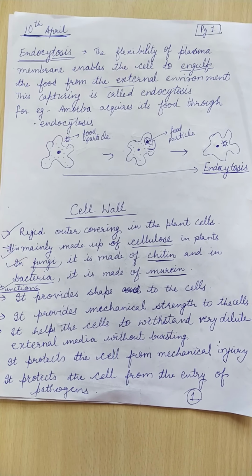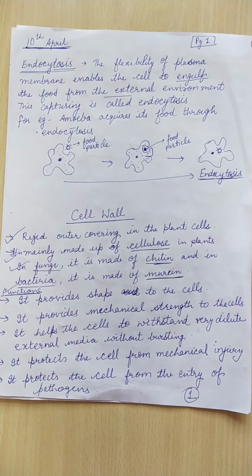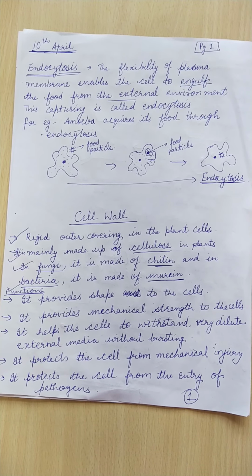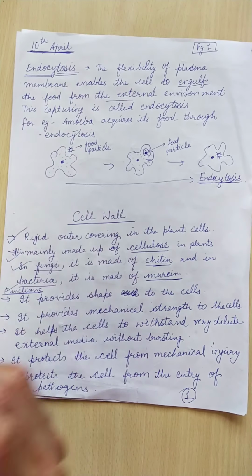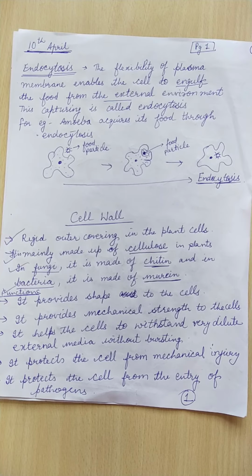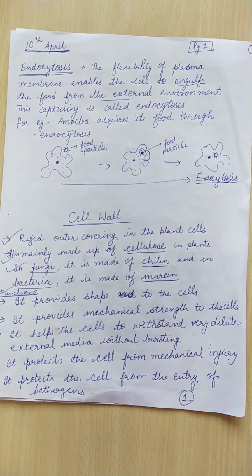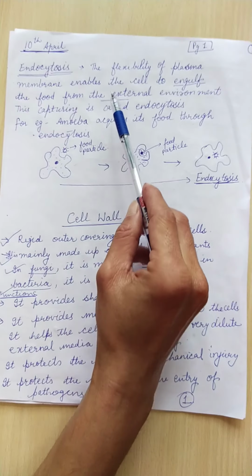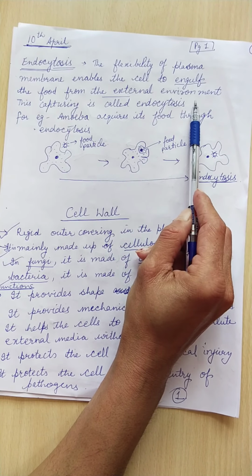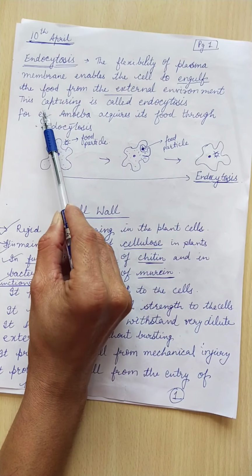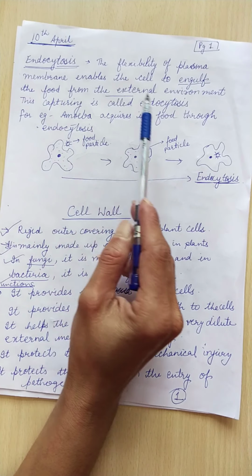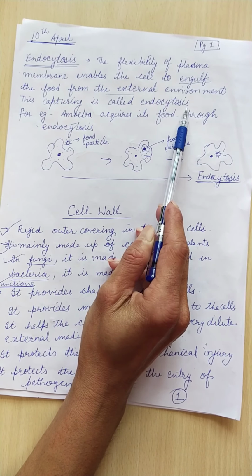On the basis of that flexibility of the plasma membrane, I want to introduce you to a term which is called endocytosis, and it is also known as phagocytosis. The flexibility of the plasma membrane allows the cell to engulf the food from the external environment. This process of engulfing the food by the flexible movement of the plasma membrane is called endocytosis.